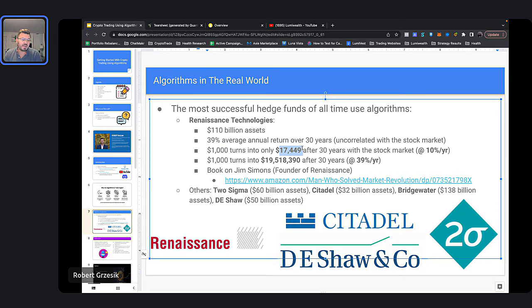In the short run, you might have a crash or something, but in the long run, you'll end up making quite a bit of money in the stock market, right? So 1,000 to 17,000, that's pretty good. Okay, that's that 10% return. That's the stock market in general.